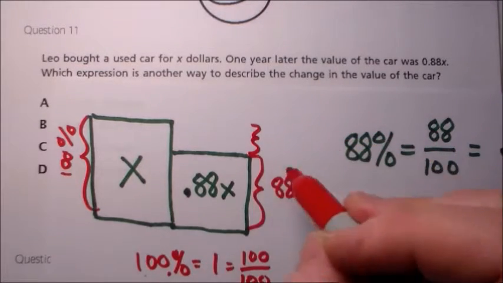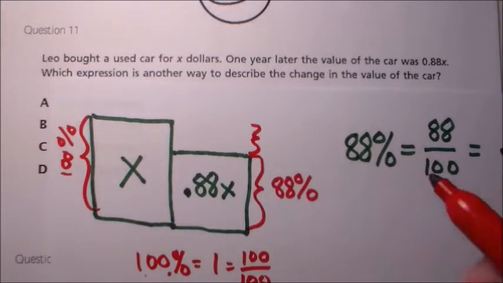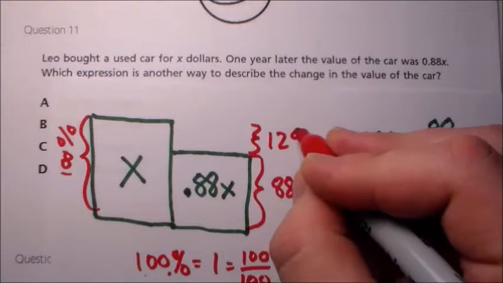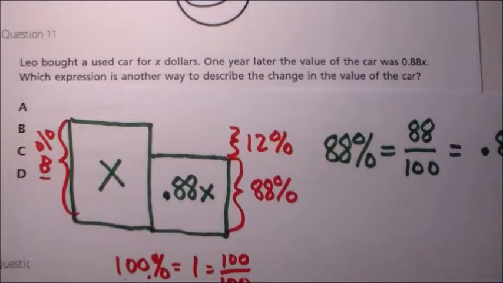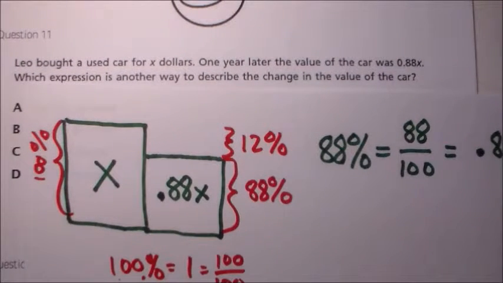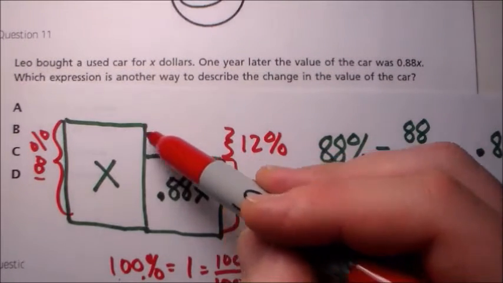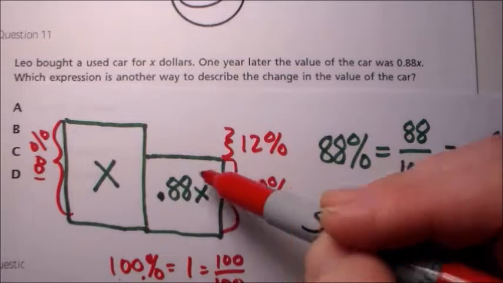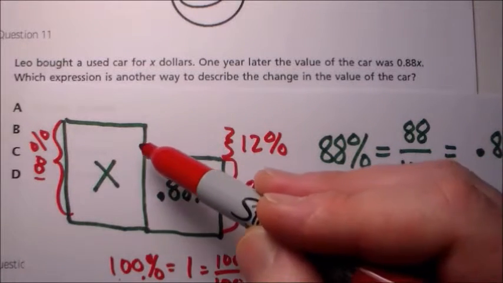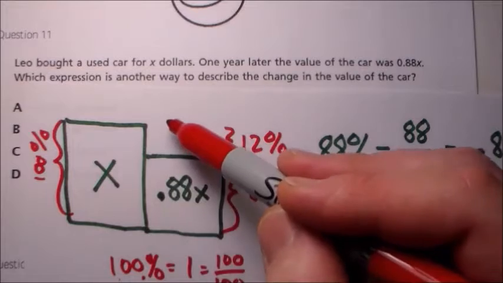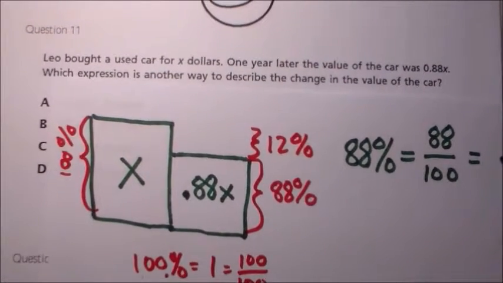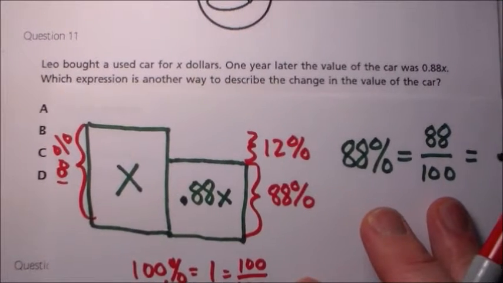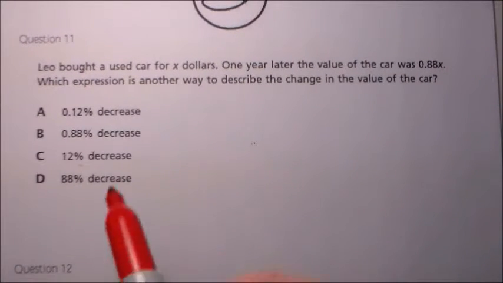And if you have 88% of it, well, what's the step down? Well, that's a 12% step down. So what happened? Well, cars depreciate, right? So a used car was bought at X, and then a year later it depreciated to 88% of its original X value. So it decreased by 12%. So that's what they're saying happened here. It's a decrease of 12%. Let's see what my options are.